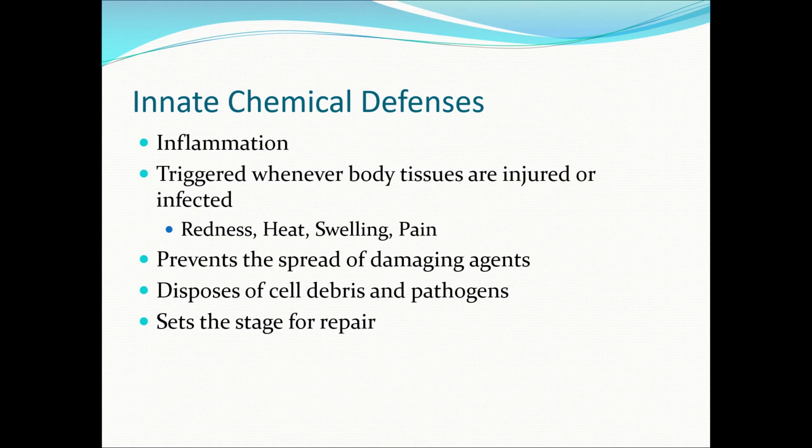Okay, so inflammation is another chemical defense. It is triggered whenever body tissues are injured or infected. The 4 signs of inflammation are redness, heat, swelling, and pain. Inflammation prevents the spread of damaging agents, disposes of cell debris and pathogens, and sets the stage for repair.